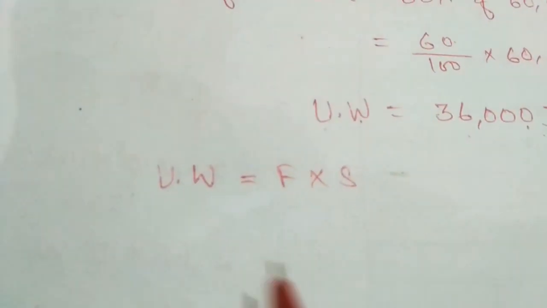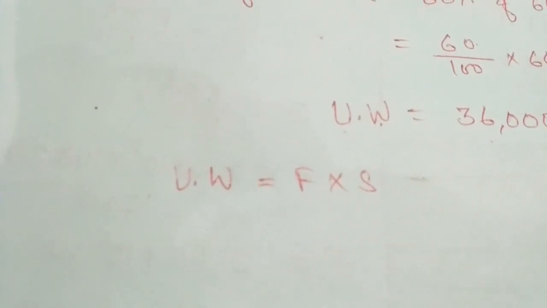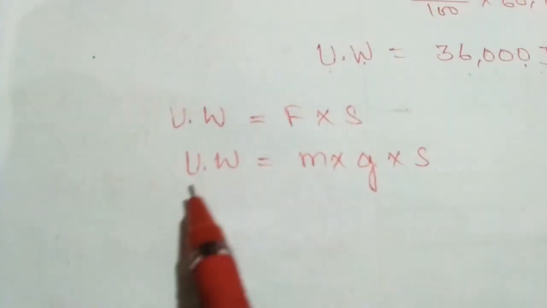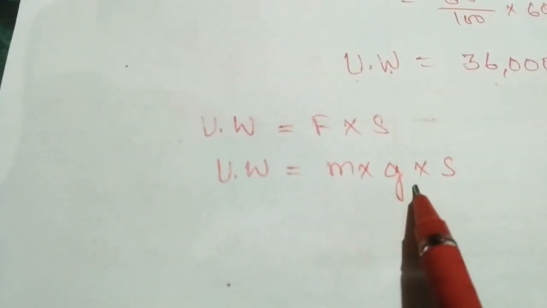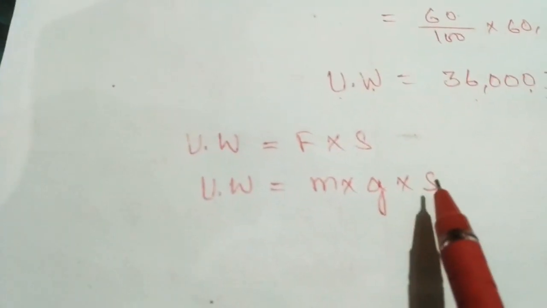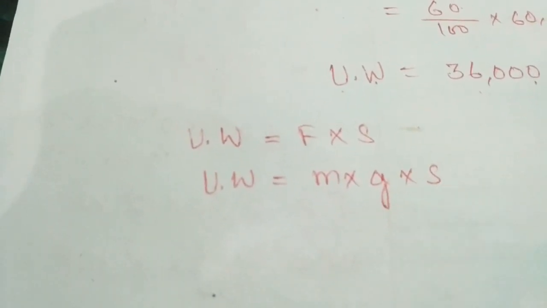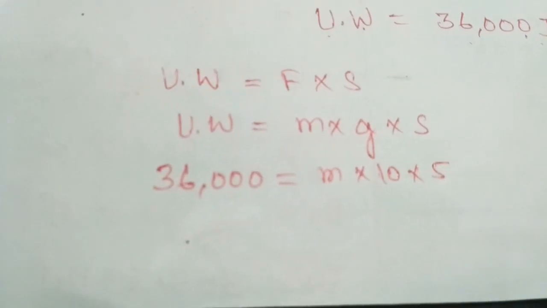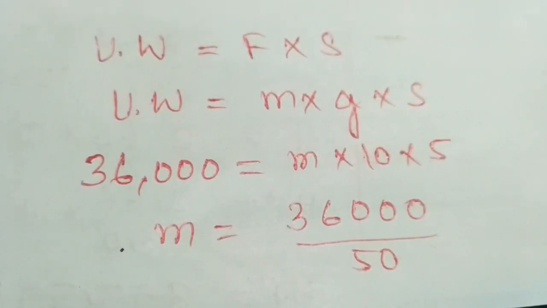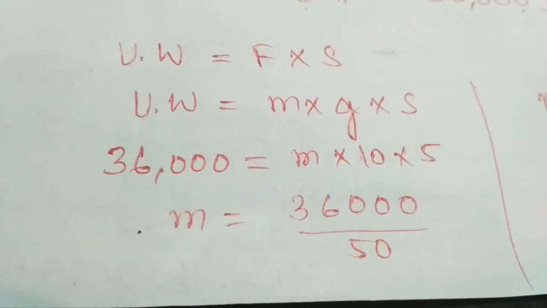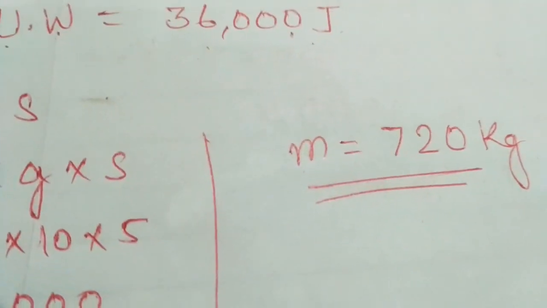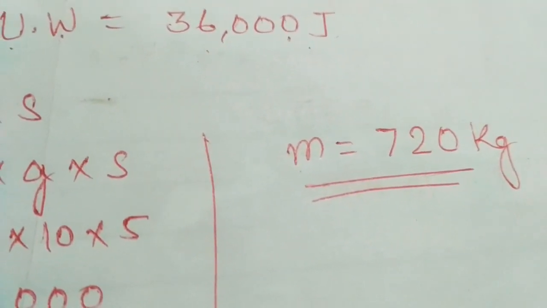So now useful work will be equal to force and displacement again. Useful work is equal to force, which is mg, the weight of water or anything, into the height. So useful work is equal to mgh or mg into s. Let's put the values. On solving further, it will lead you to the mass 720 kg. This is the final answer.